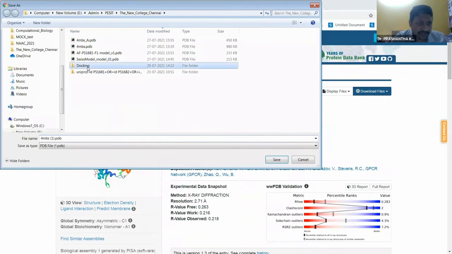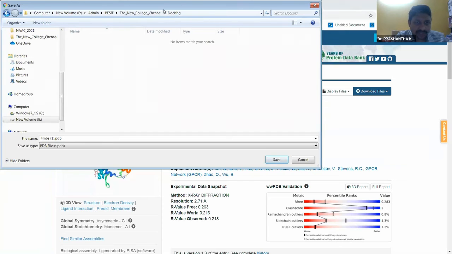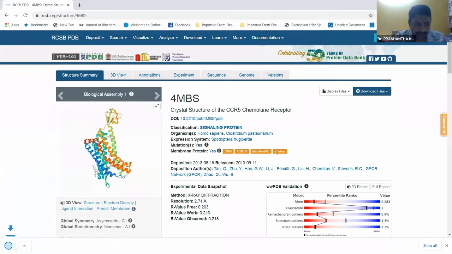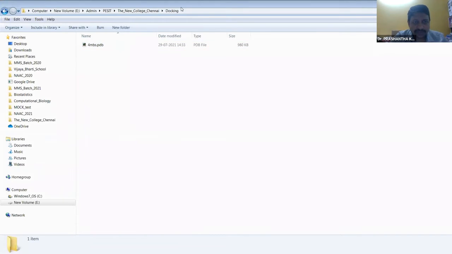Then save this one under this docking folder. Since we already have 4mbs from yesterday, that is why. So 4mbs.pdb, you save this. Now in this particular folder, we have one file called 4mbs.pdb.